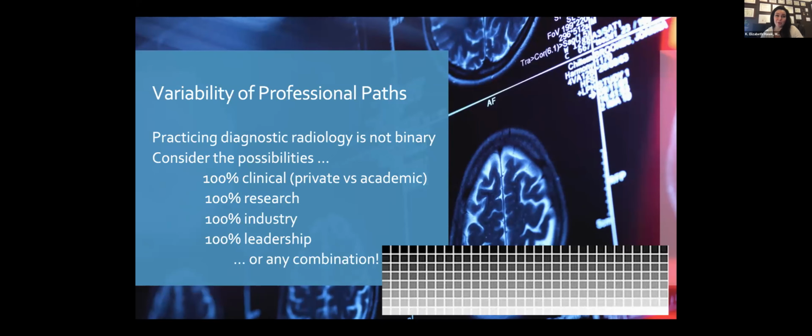So I think first and foremost, it's important to remember that practicing radiology, it's not binary, right? Our images are 256 shades of gray, so are our practices. And there are so many different possibilities. You could be 100% clinical and live in the private practice or the academic world. You could be 100% research. Myself with a PhD background, that was certainly an option for me. You could leave patient care altogether and live 100% in industry, or even leave clinical care and research behind and really focus on your administrative duties and focus on your leadership.